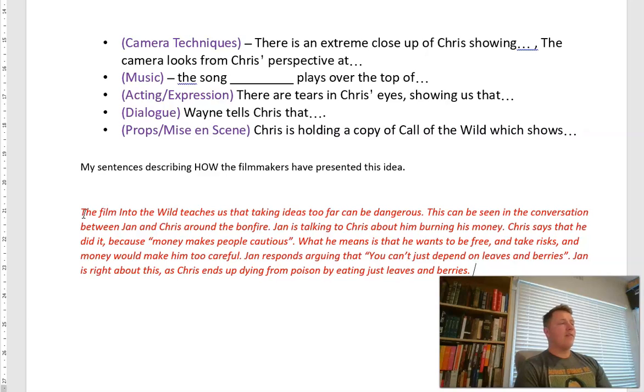This can be seen in the conversation between Jan and Chris around the bonfire. Jan is talking to Chris about him burning his money. Chris says that he did it because money makes people cautious. What he means is that he wants to be free and take risks, and that money would make him too careful. Jan responds, arguing that you can't just depend on leaves and berries. And now I'm adding in my analysis of this, so my understanding of it is that Jan is right about this, as Chris ends up dying from poison by eating just leaves and berries.